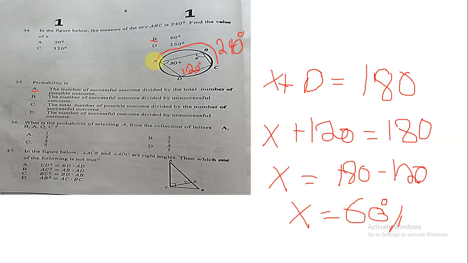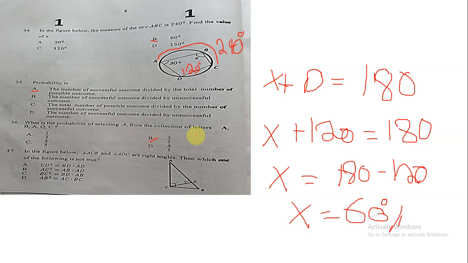Then all of the letters together, the number is what? 1, 2, 3, 4, 5. It will be 5 letters together, right? So that means 2 over 5. The answer will be choice B, 2 over 5.